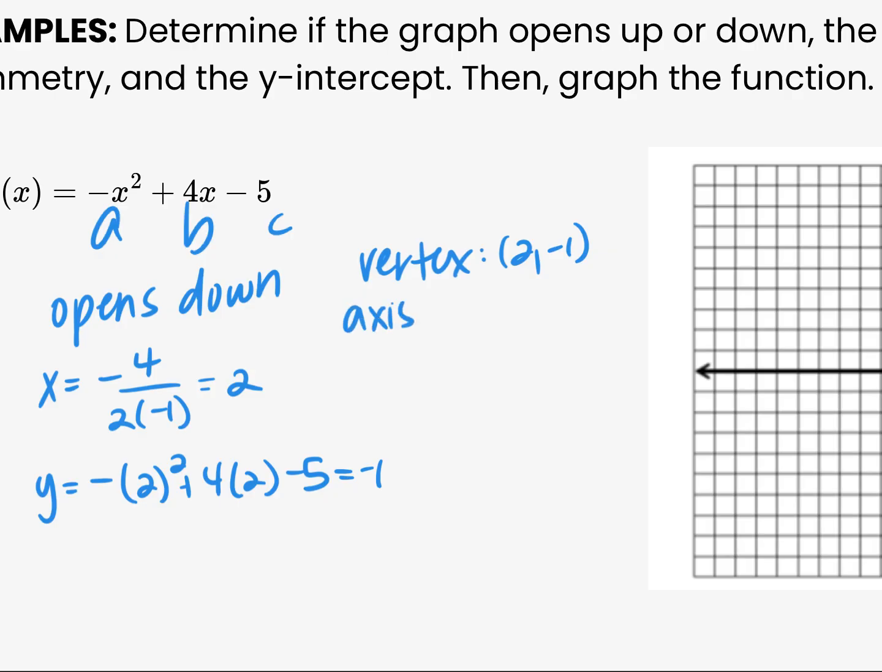That makes my axis of symmetry x equals 2. And then my y-intercept, again, I'm plugging in 0 for x, and that gives me whatever c is, which is negative 5.